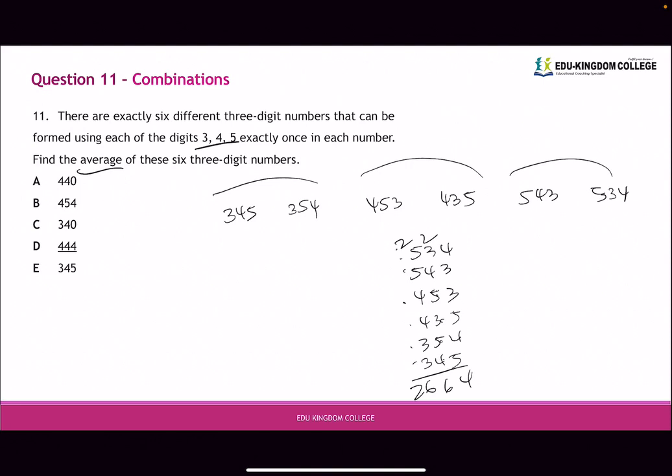Now if we divide this by 6, because we had 6 numbers, it's going to be 6 goes into 26 4 times, 2 left over. 6 goes into 26 4 times, another 2 left over. 6 goes into 24 4 times. Should give you 444. Okay.